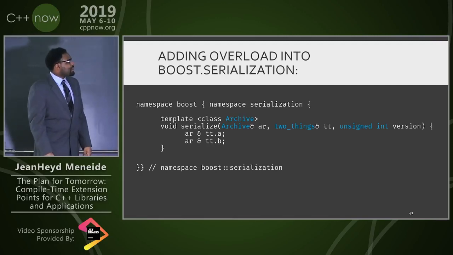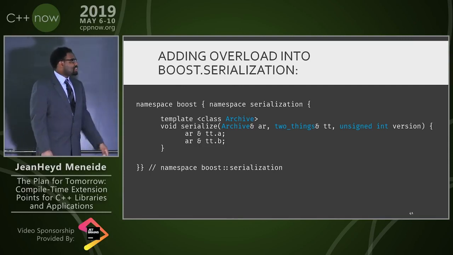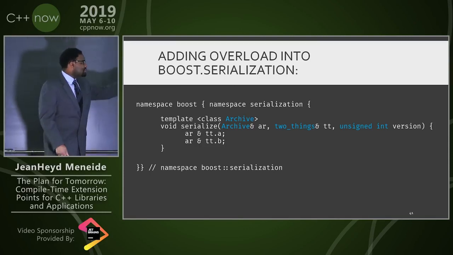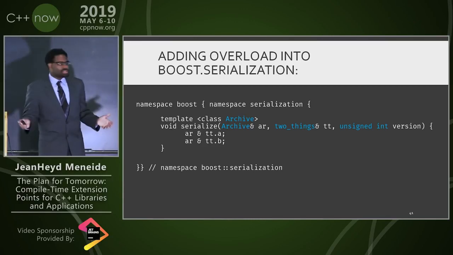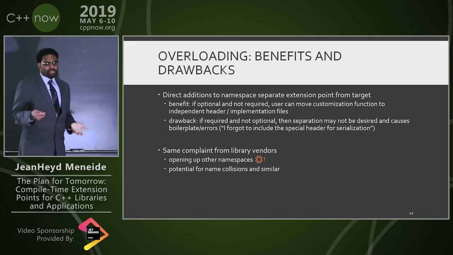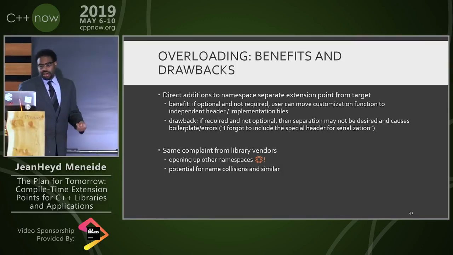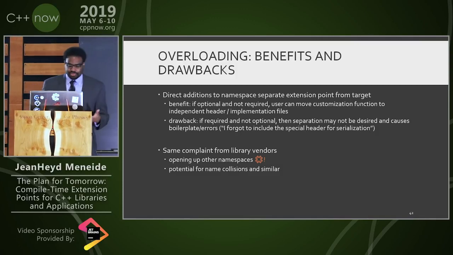Other than that, you take the archive, you take your class, you take the version, and then you serialize whatever you want, and then you close the namespace and you're done, right? And that's how this works. Which is pretty good, as far as it goes. The problem is, again, you're cracking open somebody else's namespace, and you get the same complaint from the library vendors. But the way that this works is both a benefit and a drawback.